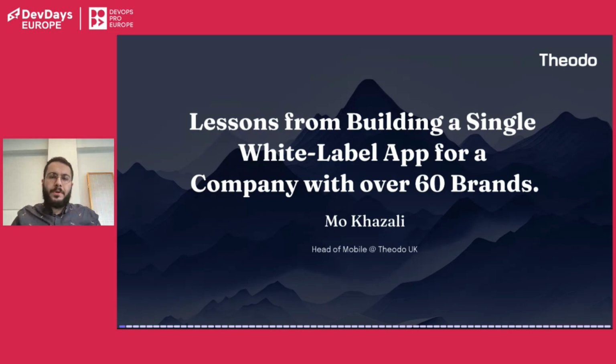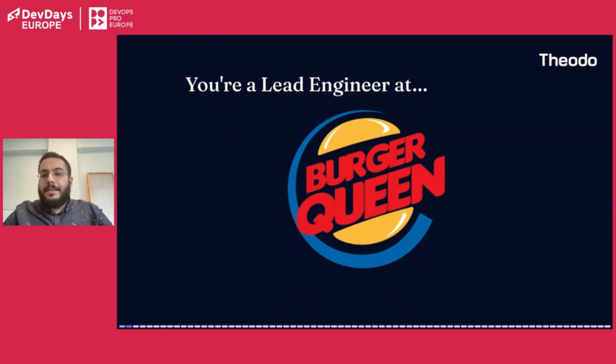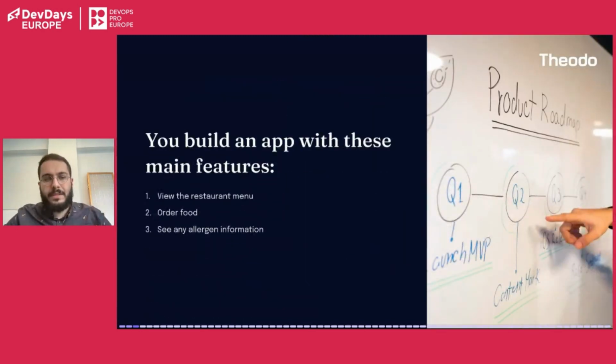To start off, I want to put us into an imaginary scenario so that we can really understand this topic a little bit better. So imagine that you are a lead engineer at an international fast food chain called Burger Queen. The logo looks familiar. It's taken some light inspiration from a real brand. So you're joining in, and your first project is to create a mobile app. And the three main features within this app are to be able to view the restaurant menu, to be able to order food, and see any allergen information that exists.